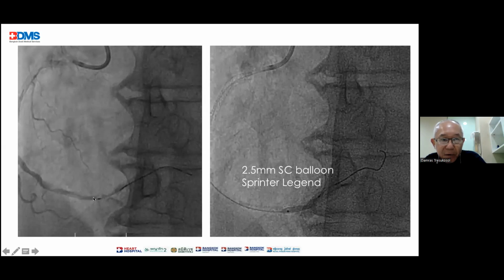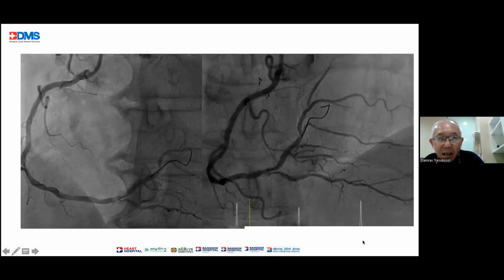And then we can see more of the distal vessel runoff. It's better than previous. And we can further escalate balloon size to a 2.5 semi-compliant balloon, Sprinter Legend. And after that, you can see the lesion with bifurcation. So this is a 1-1-1 Medina bifurcation.